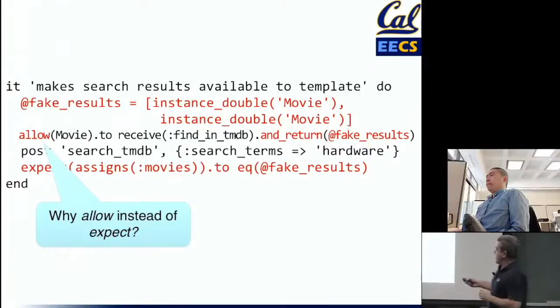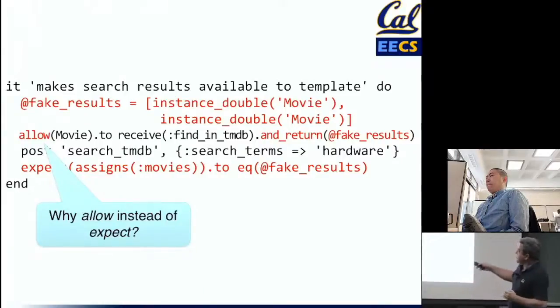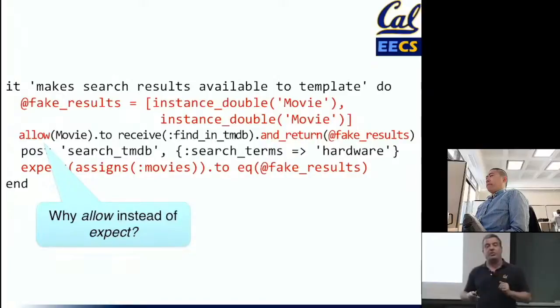So the question was, is there any way for movies to be assigned to fake results other than this actually happening? In this simple example, probably not. But if you remember the pattern of arrange, act, and then assert, this is essentially the arrange part, right? This is setting up a precondition or setting up the world such that if a certain method gets called, it can return a canned result.